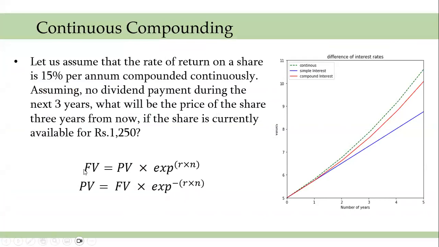Okay, so here I have given it again. Future value is equal to present value into EXP to the power of r into n, and present value is equal to future value into EXP to the power of minus r into n.